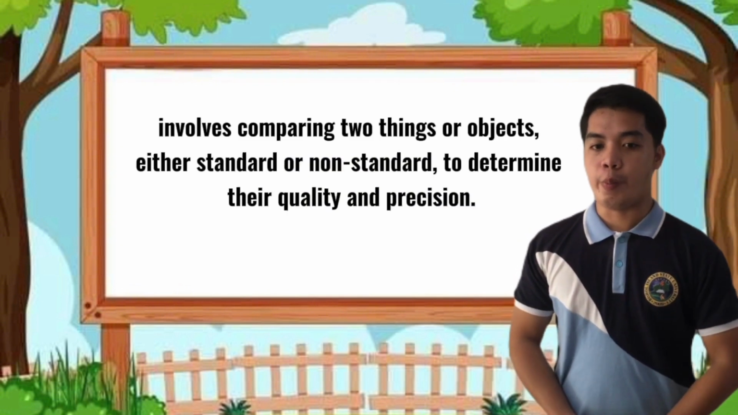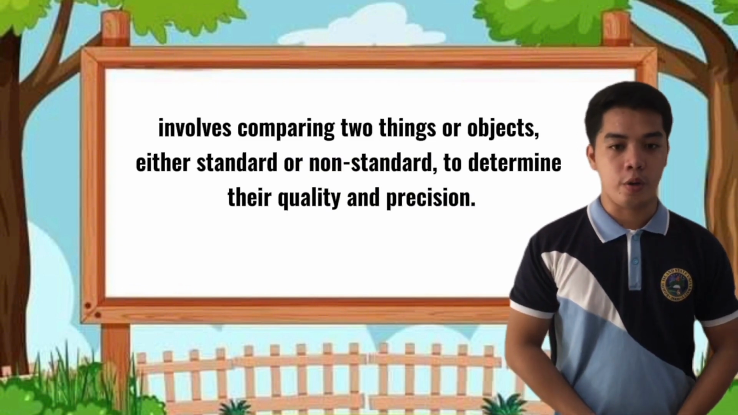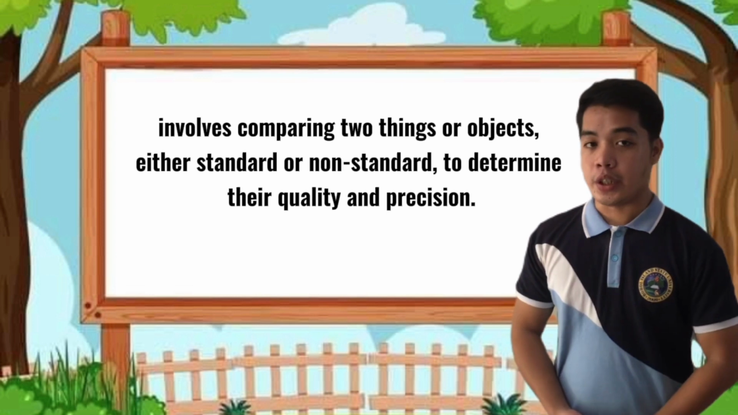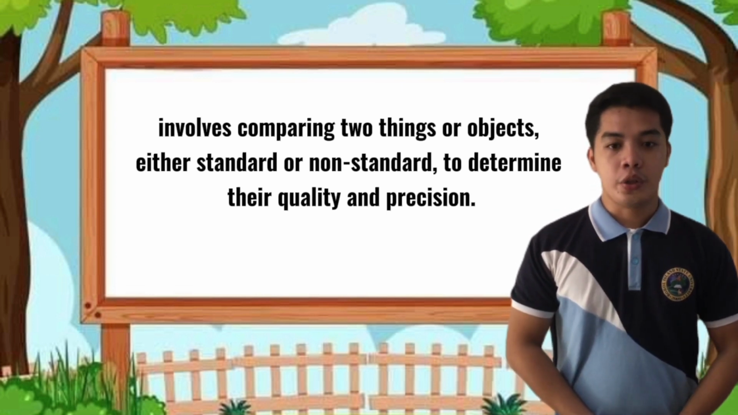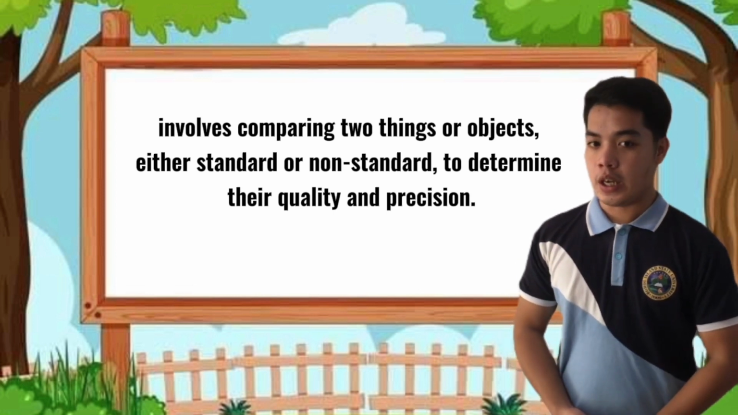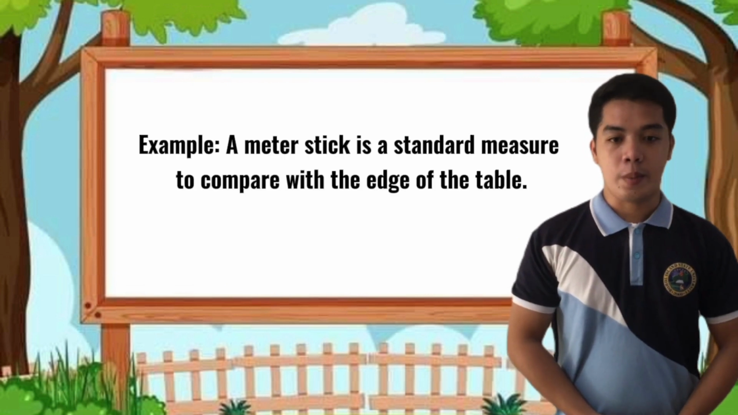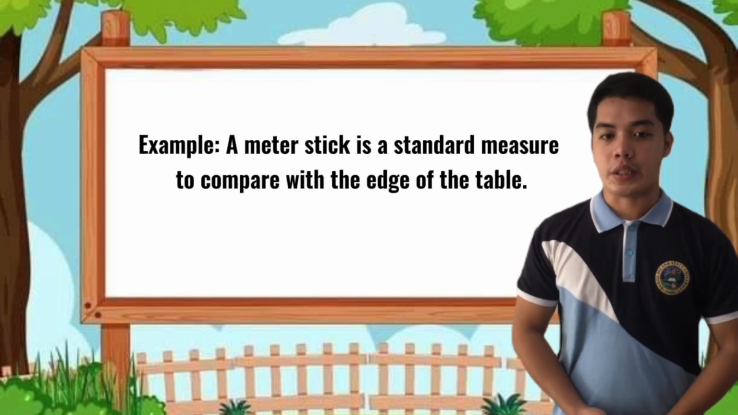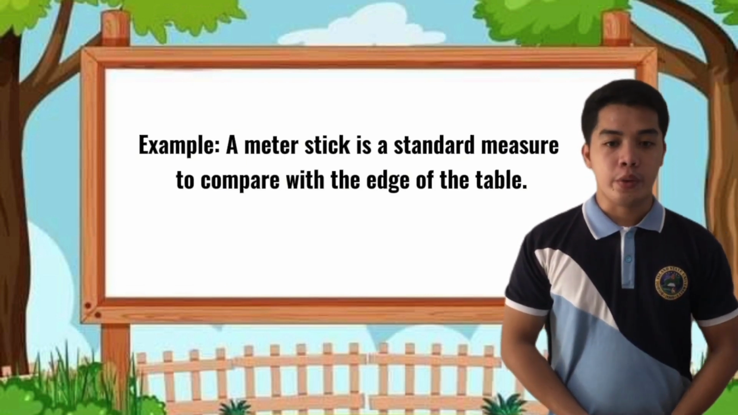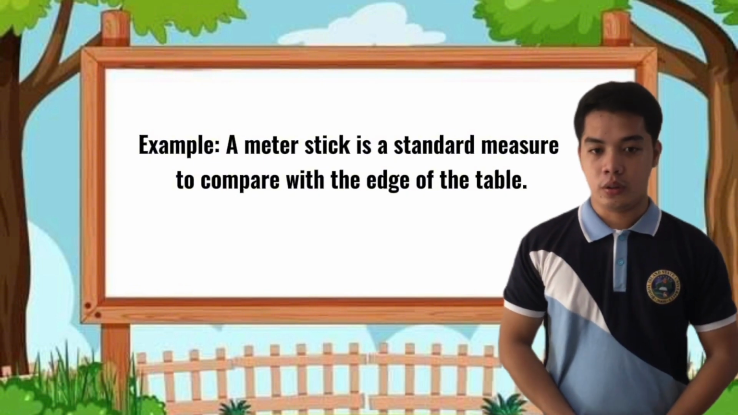Fourth, measuring involves comparing two things or objects, either standard or non-standard, to determine their quality and precision. For example, a meter stick is a standard measure to compare with the edge of the table.